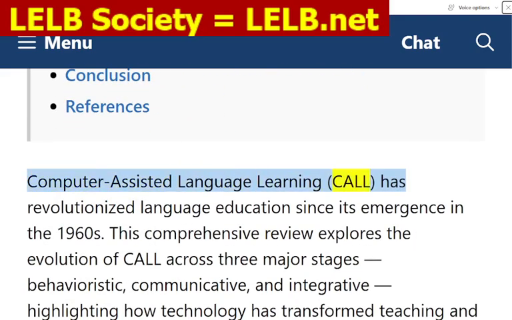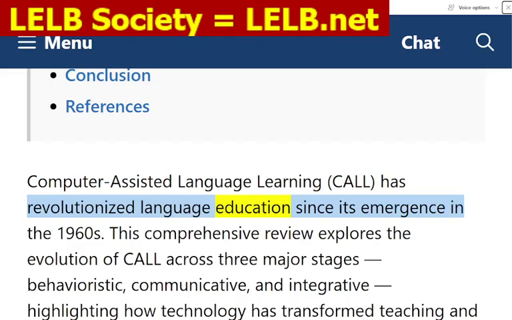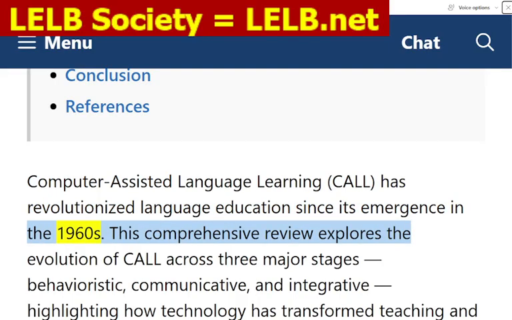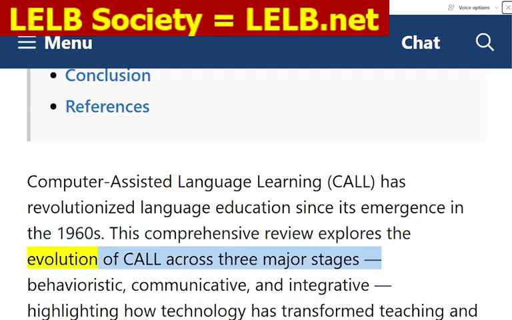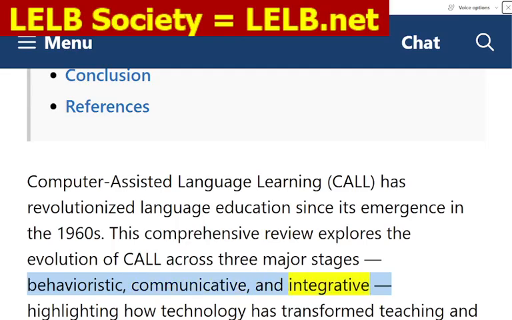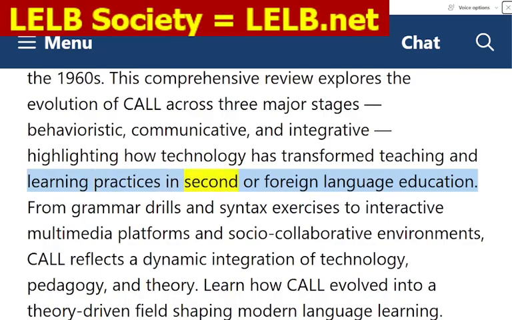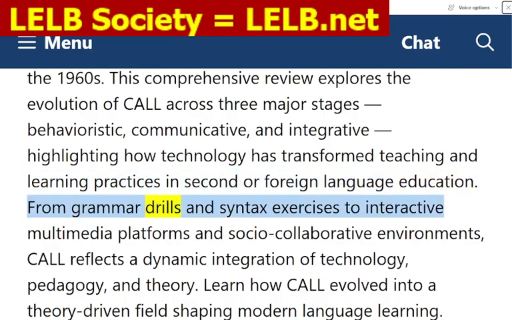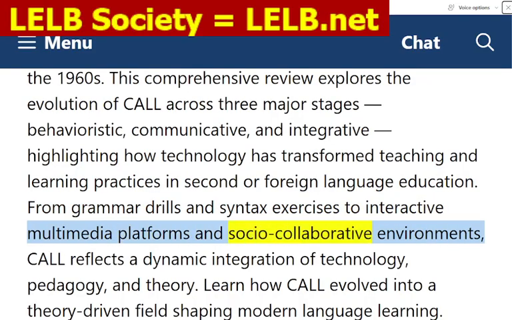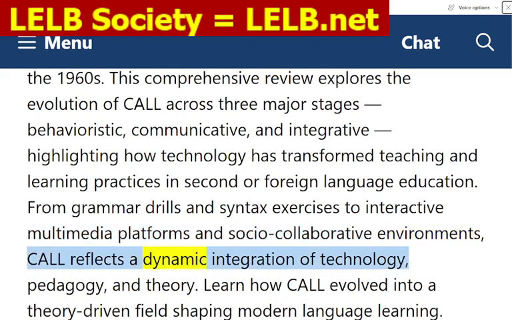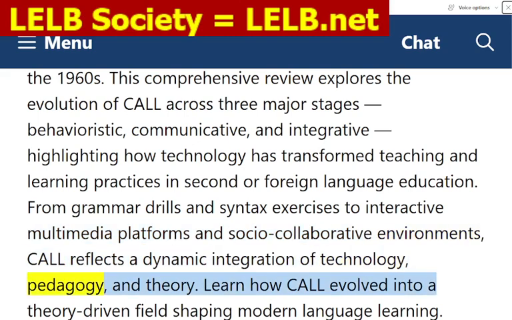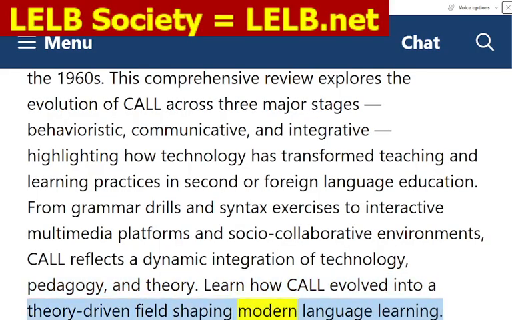Computer-assisted language learning, CALL, has revolutionized language education since its emergence in the 1960s. This comprehensive review explores the evolution of CALL across three major stages: behavioristic, communicative, and integrative, highlighting how technology has transformed teaching and learning practices in second or foreign language education. From grammar drills and syntax exercises to interactive multimedia platforms and socio-collaborative environments, CALL reflects a dynamic integration of technology, pedagogy, and theory. Learn how CALL evolved into a theory-driven field shaping modern language learning.